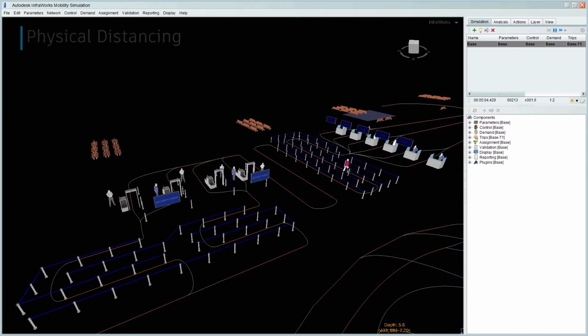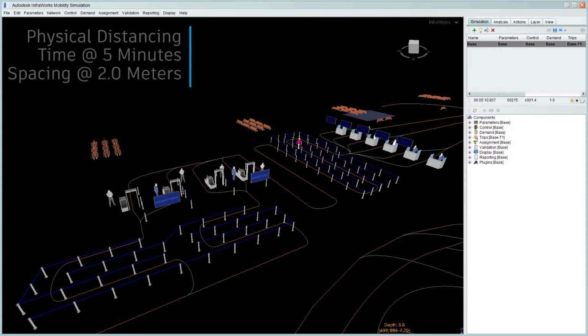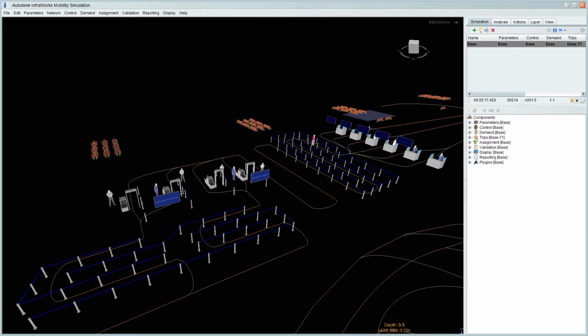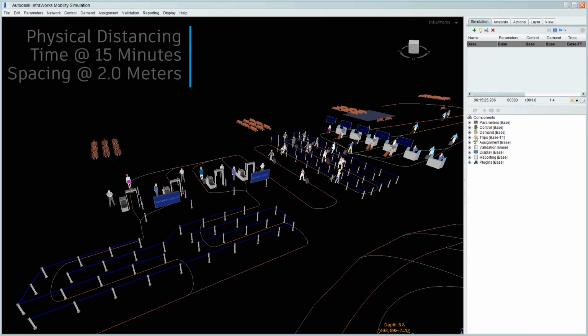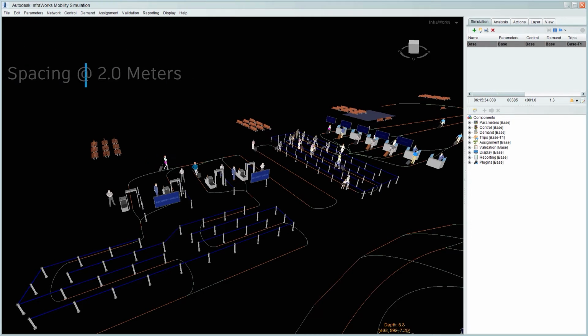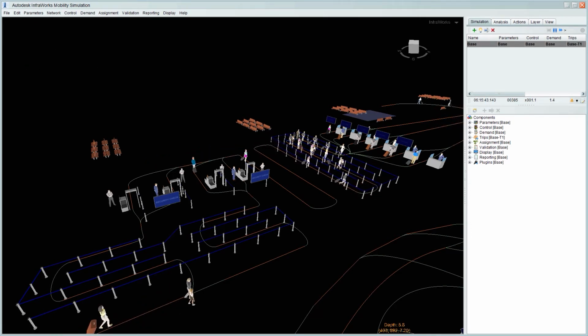So let's just take away the infrastructure then, just concentrate on the actual simulation. Moving to a simulation where everything is exactly the same, but just implementing the 2 meter physical distancing, we'll see again just that lone person. Moving forward to 15 minutes, you can see people are spaced out a little bit more. The queue is a little bit longer, but it seems quite manageable.